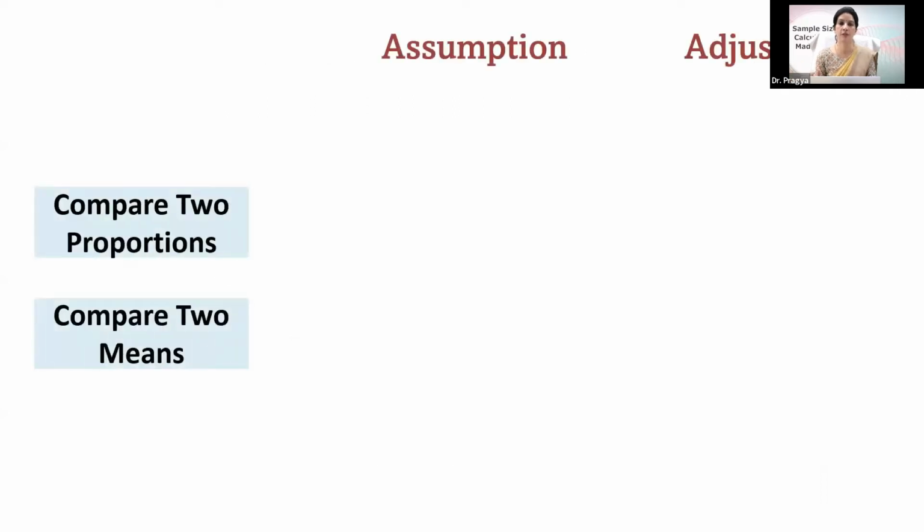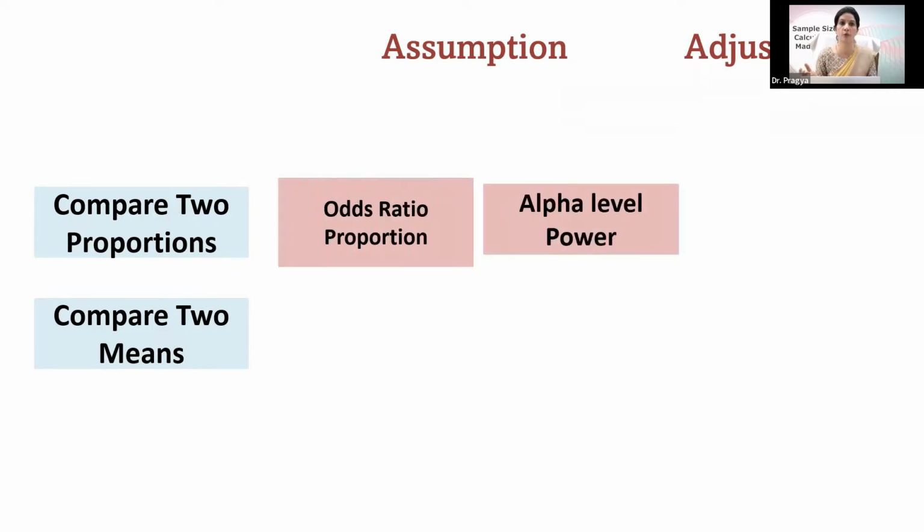The assumption which we will be testing in the calculator, mostly in case of a case control study, is that the outcome is in the form of a binomial distribution. That means something is present or something is absent. So we have to see the outcome present or absent, and again we see the exposure present or absent. So we compare the two proportions. You should have either the odds ratio, and the proportion in the exposed or non-exposed. You should have the alpha level and power.